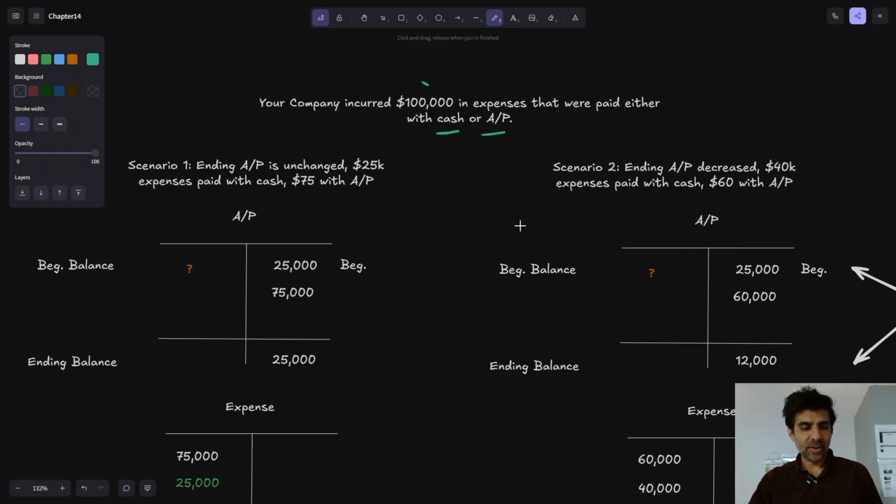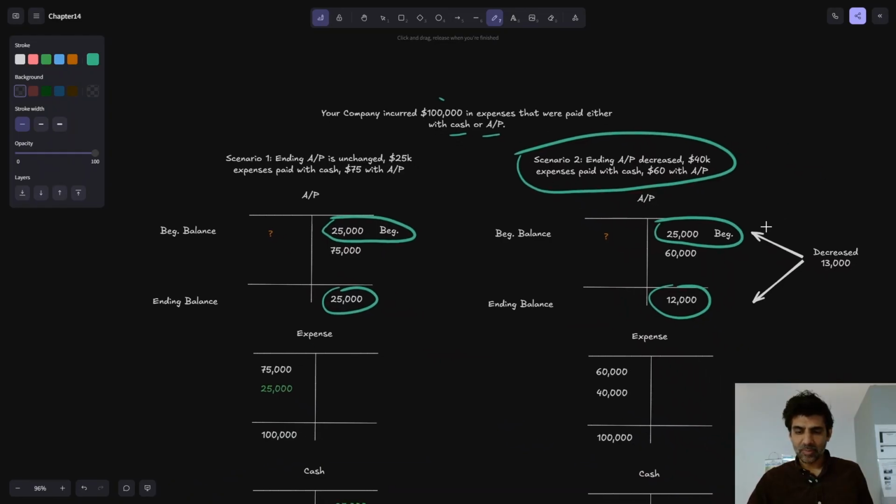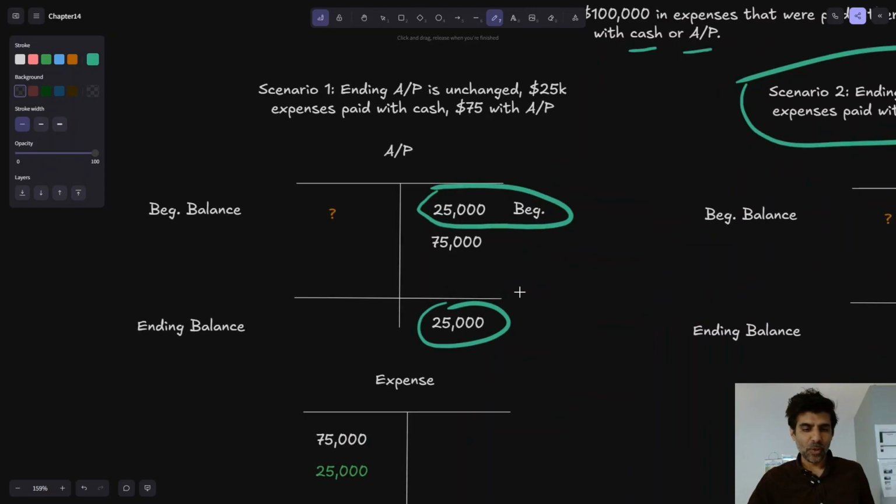And there's two scenarios here. In this first scenario, our accounts payable, you can see here, is unchanged. The beginning and ending are the same. In this scenario, we had the same beginning balance, but the ending balance decreased by 13,000, okay? So the first question I'm going to ask, and you should all be comfortable with this, is what do we need to have in this accounts payable to make this happen? What is this question mark? Yeah, Scott. 75,000. Good.